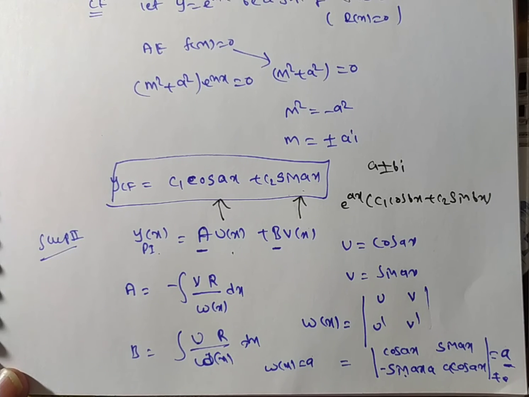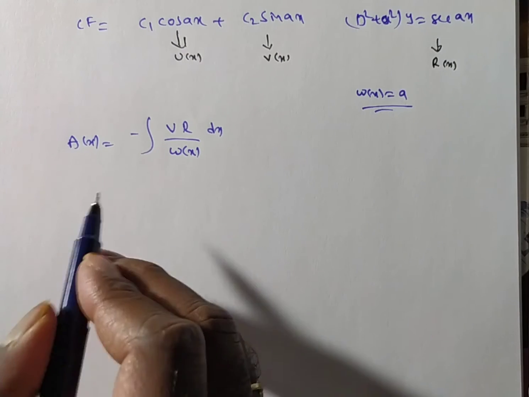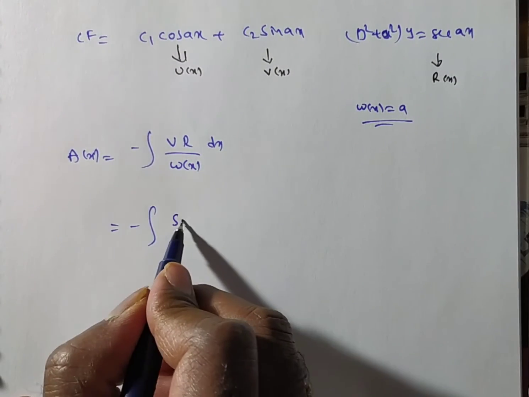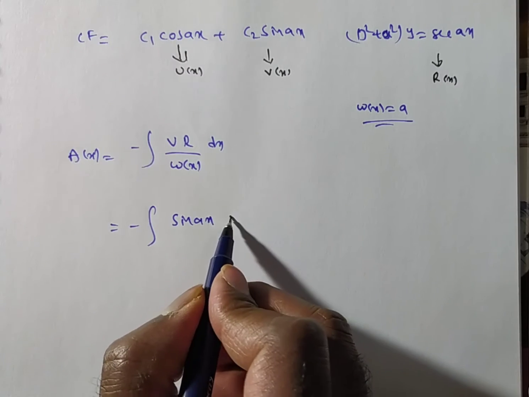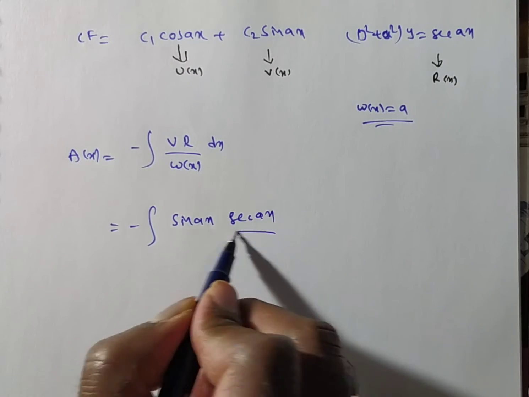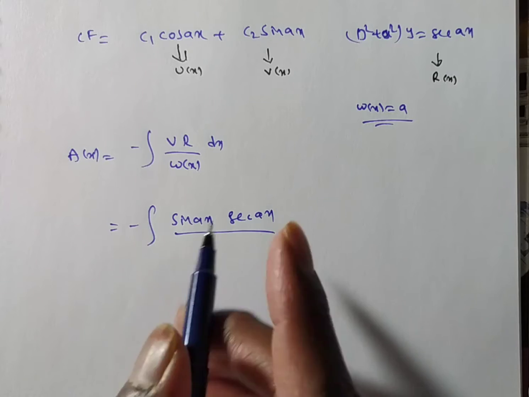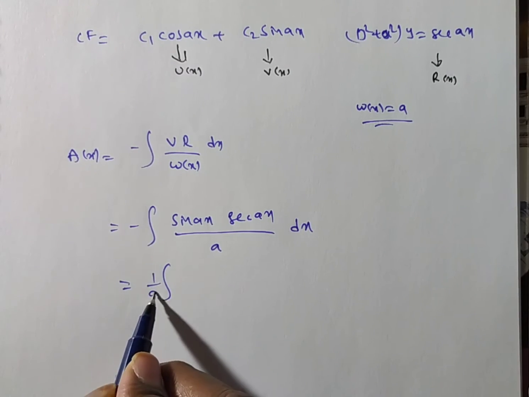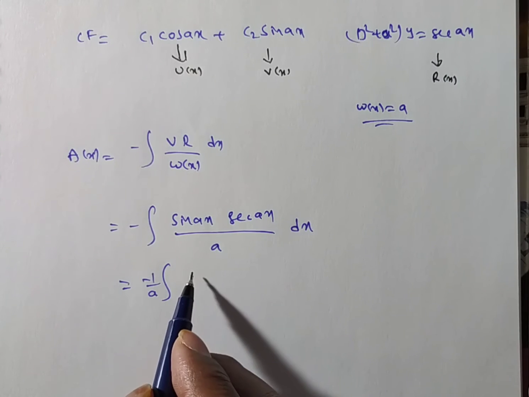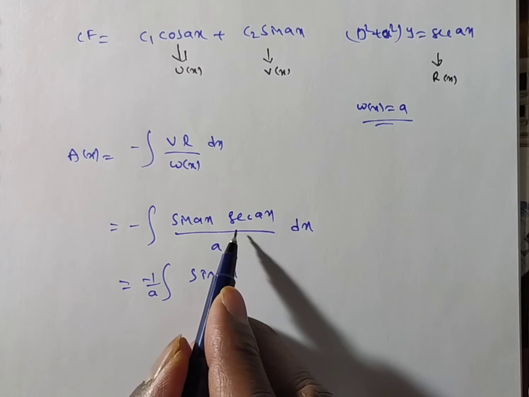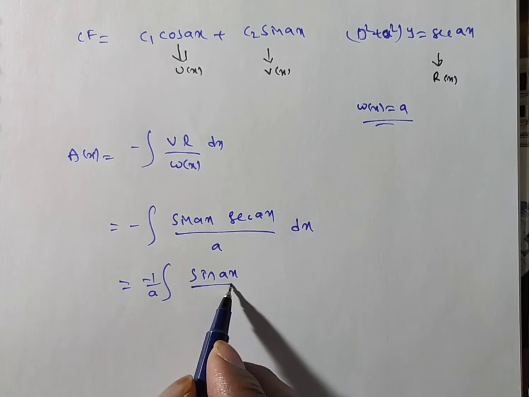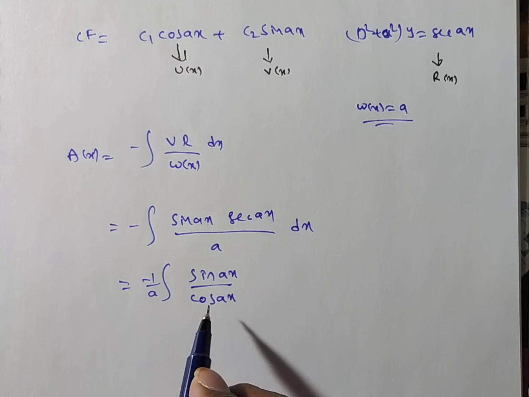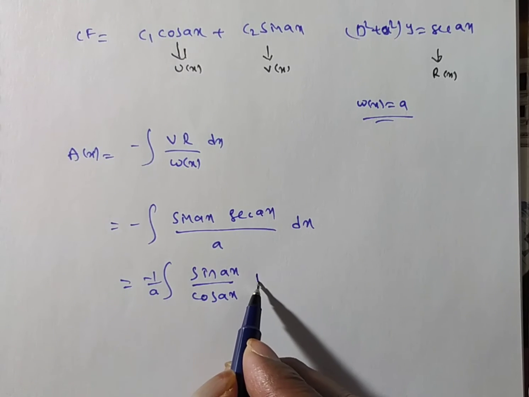Now we are solving a. Minus integral of, what is the v of x? Here you have sin ax, and what is r? Secant ax divided by w of x. w of x we have a into dx. Now you see, minus 1 by a I can write outside. In the numerator you have sin ax into secant ax. Secant ax you can write as 1 by cos ax. Yes or no? 1 by cos ax, so it is nothing but sin ax by cos ax into dx.